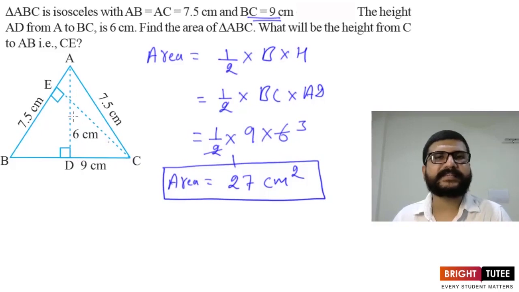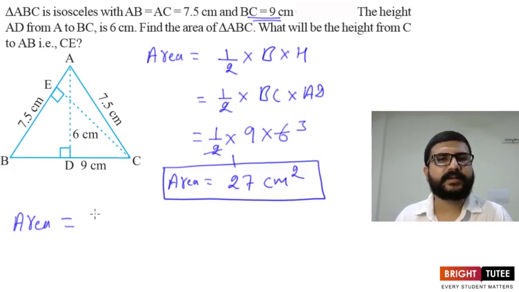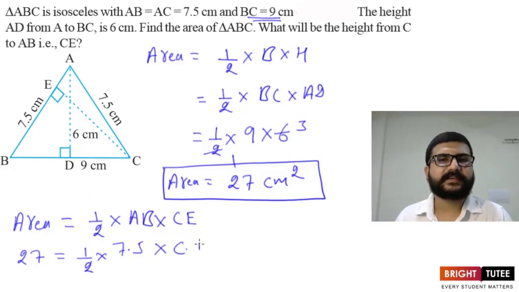Now what we have to do? We have to find CE. Now if we consider AB as a base, then the corresponding height will be CE. So therefore we can write area of this triangle ABC is equal to half into AB into CE. This time AB is the base and CE is the height. Value of AB is known to us and area is also known to us. It will be 27 is equal to half into AB, which is 7.5 centimeters, into CE.